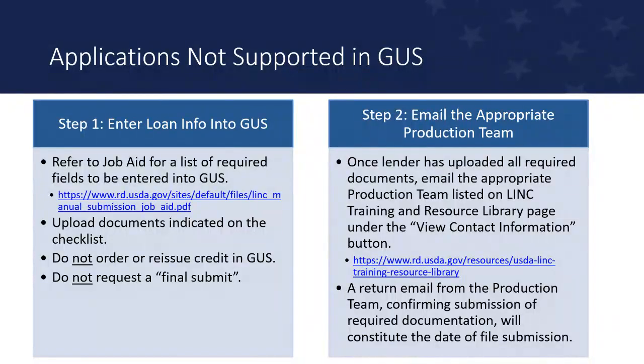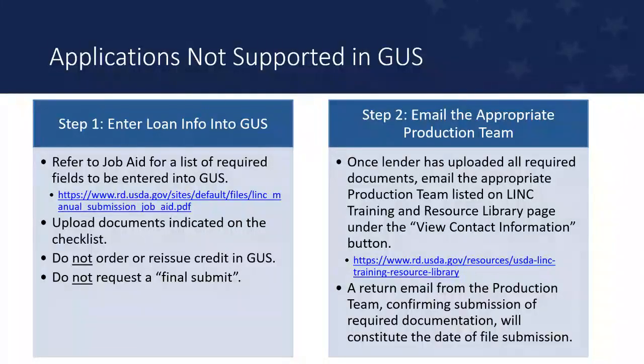Basically, you'll enter on the eligibility page the full property address and household income. On the borrower page, the first and last name of the primary applicant and social security number. You'll upload all required documents as indicated on the attachment 15A checklist on the application documentation page. At this point, you're going to stop. You do not order or reissue credit reports in GUS, and you'll not finalize the submission of the file either, because the applications are not fully supported in GUS.